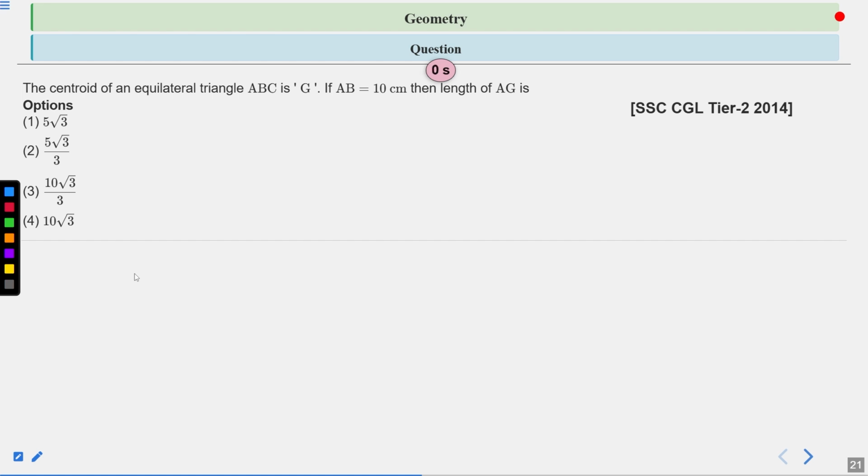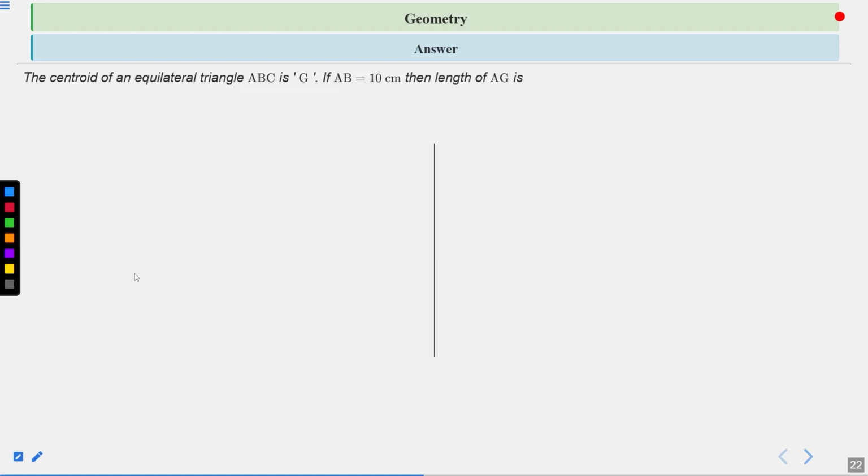Now time's up. Let's see the solution of this question. So the question says that the centroid of an equilateral triangle ABC is G and the length of one side of the triangle is given, which is 10 centimeters. So we know that the triangle is equilateral, so all sides will be 10. We need to calculate the length of AG. So we can calculate it. So the correct answer of this question is the third one, which is 10 root 3 by 3. Now see the detailed solution using concept 16.36 in this question.